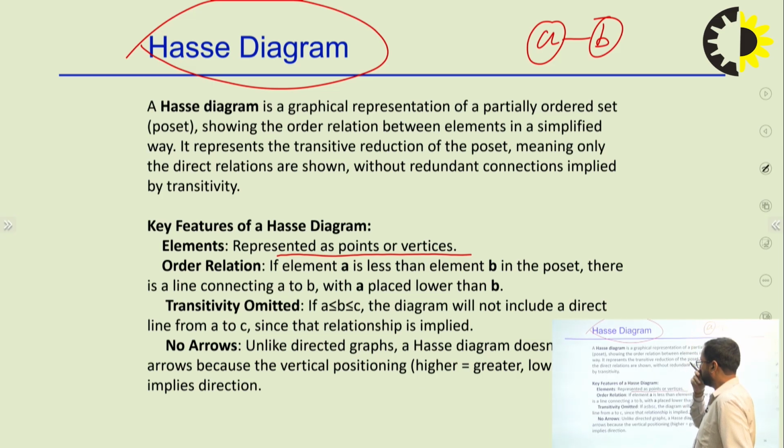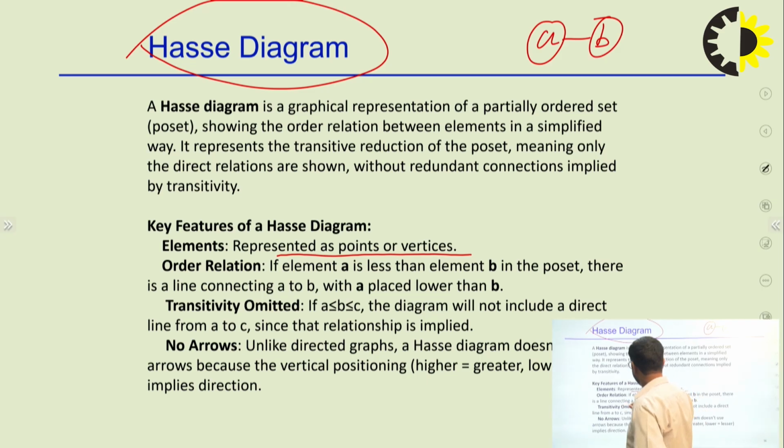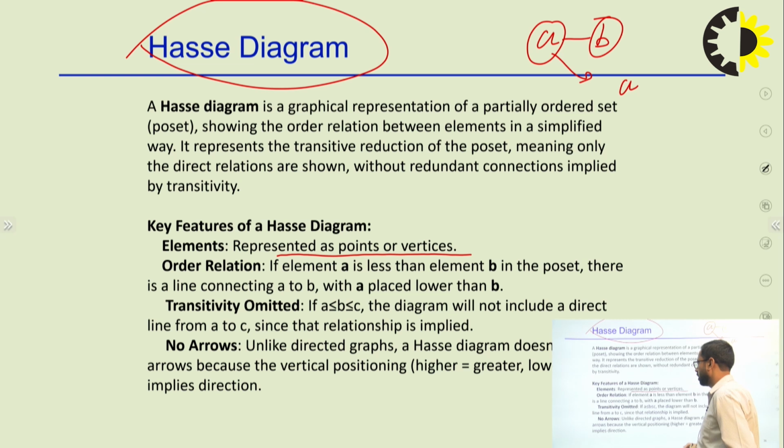We only write down the element. That means it will be represented as A. The order relation: if element A is less than element B in the poset, there is a line connecting A to B, with A placed lower than B.